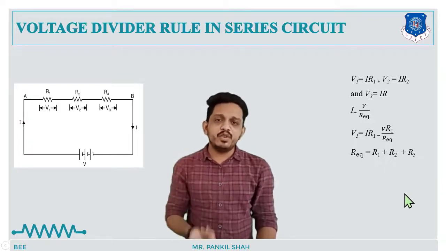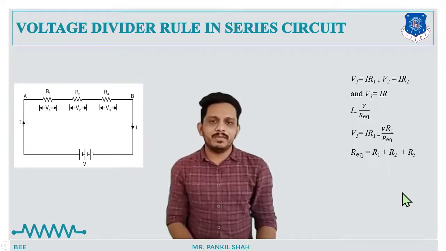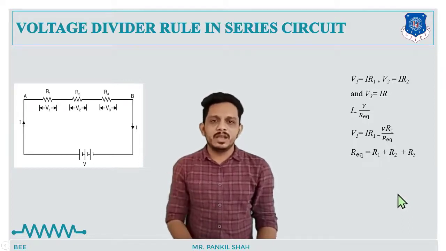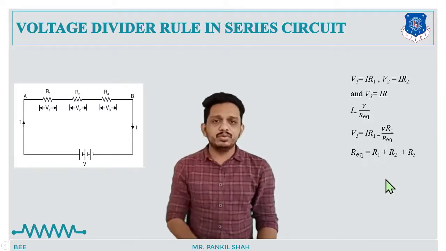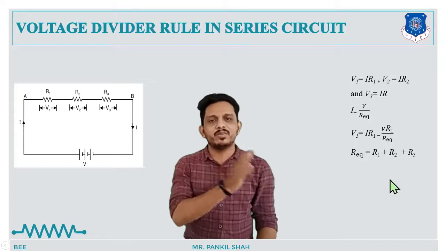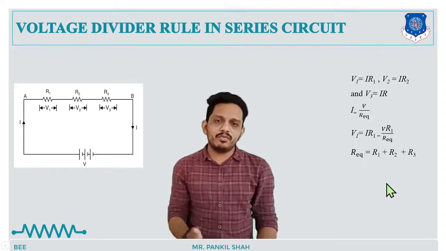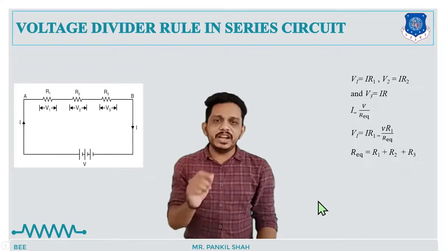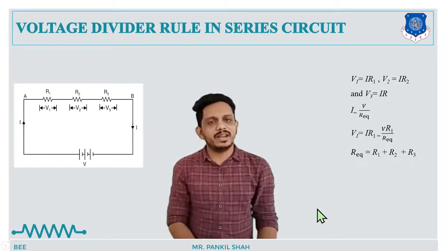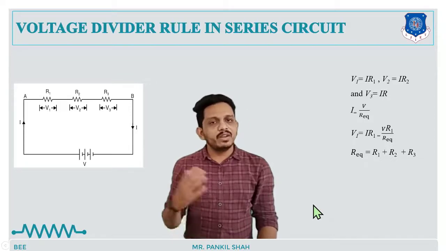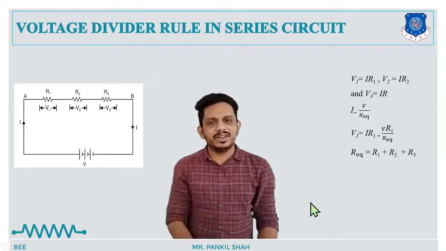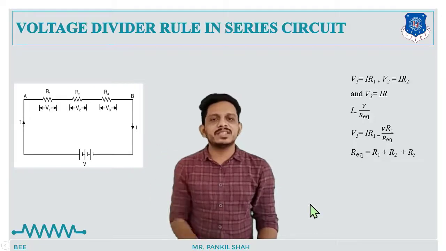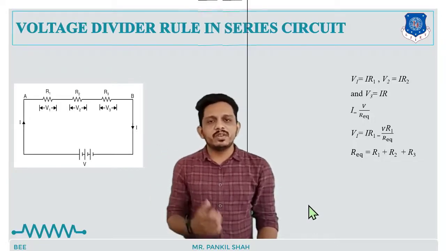Similarly, if you want to find the voltage drop across the second element, then what will be the equation of V2? V2 is equal to V, the total supply voltage, into R2 upon R equivalent, that is R1 plus R2 plus R3. Similarly, for the third element, V3 is equal to total voltage V into R3 upon R1 plus R2 plus R3. So in this manner, you can find the voltage across any element that is connected in series without measuring the current of that circuit. Okay, so this was all about the voltage divider rule.